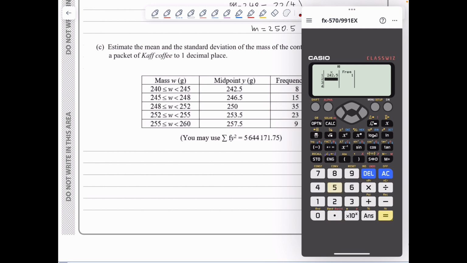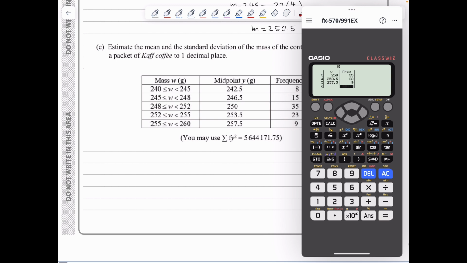242.5, the first one, then it's 246.5, then it's 250, then we've got the 253.5, and then the 257.5, and then I'm going to scroll to the right and go up and fill in the frequencies. So it's 8, then it's 15, then it's 35, then it's 23, and then it's 9. So I've inputted all the data on my calculator.